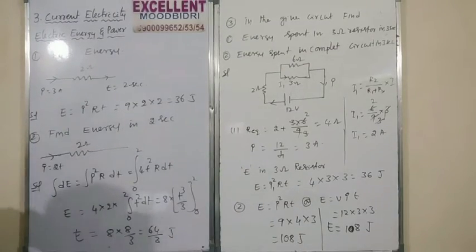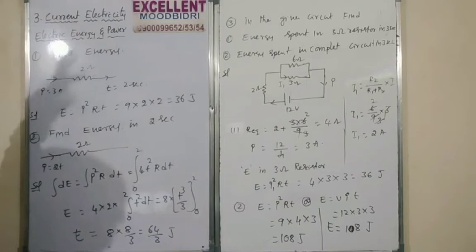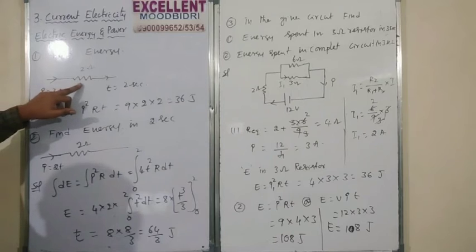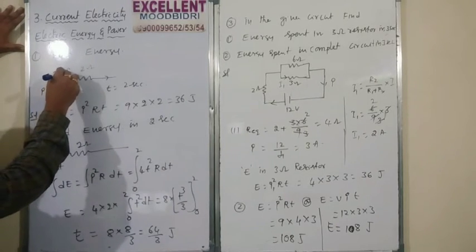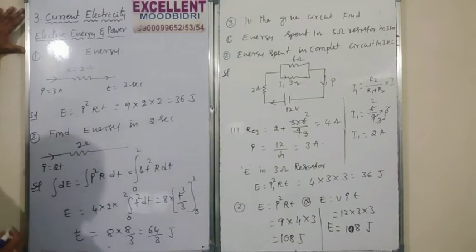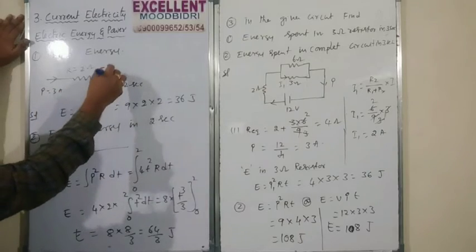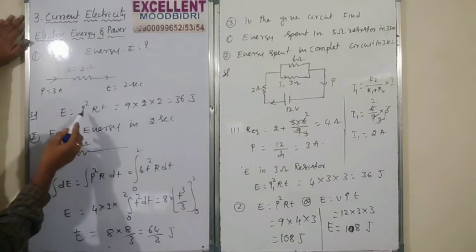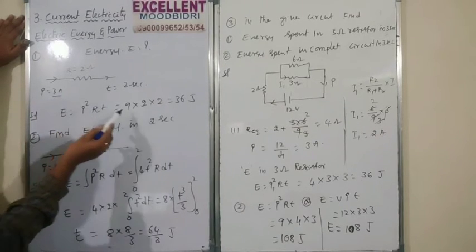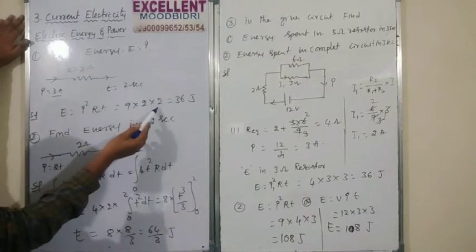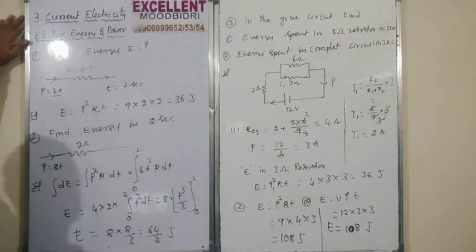Right, based on energy, I have given three problems to see. First one: find the energy dissipated. The given question is, resistance R is equal to 2 ohms, I is equal to 3 amperes, and time is equal to 2 seconds. Find the energy dissipated. E is equal to what? That is our question. Therefore the formula, E is equal to I square into RT, right? I is equal to 3 amperes, 3 square means 9. R is equal to 2 ohms. T is equal to 2 seconds. So 36 joules. Finish.